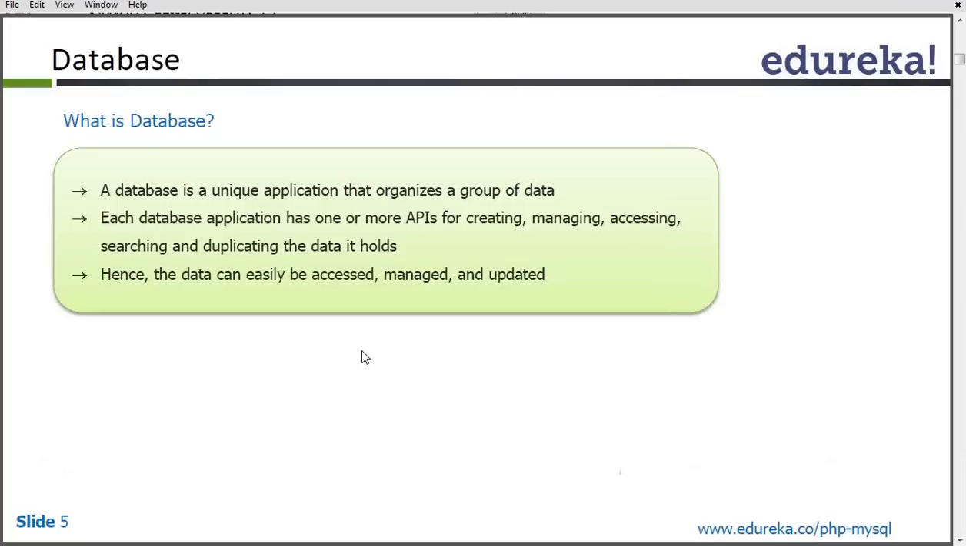Each database application has one or more APIs for creating, managing, accessing, searching, and duplicating the data it holds. Because the database system is basically run by APIs that are already in that management, that's why a group of those APIs is called a database management system. So each DBMS has some APIs. To those APIs, we simply provide the instruction, or we call their function, either to create a row in the table, or to update a row in the table, or to access the data from the database.